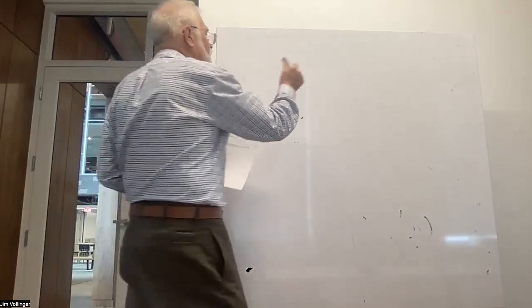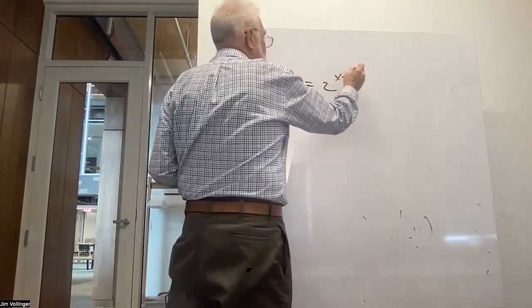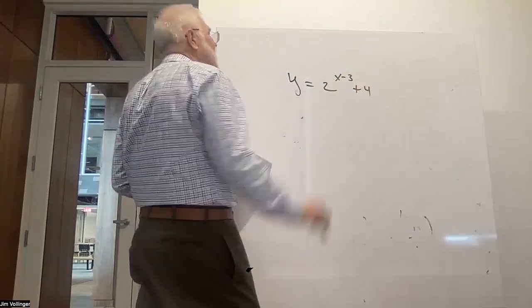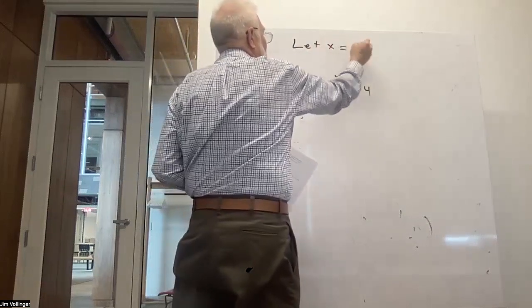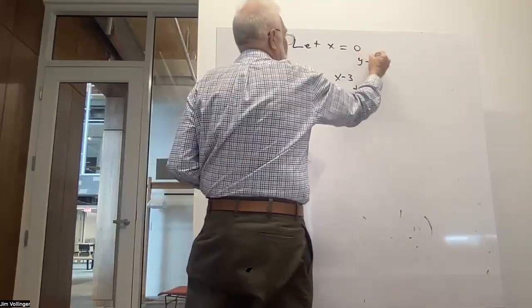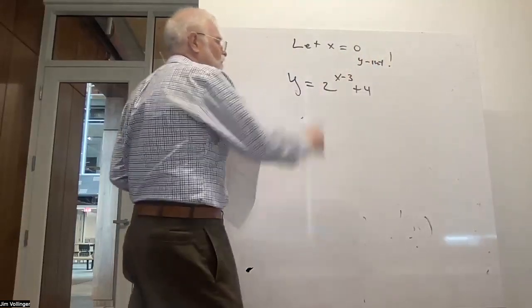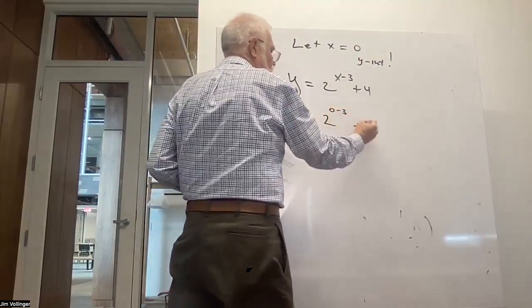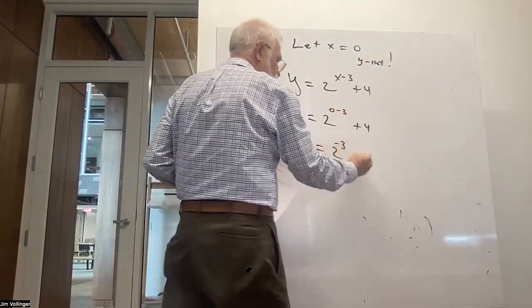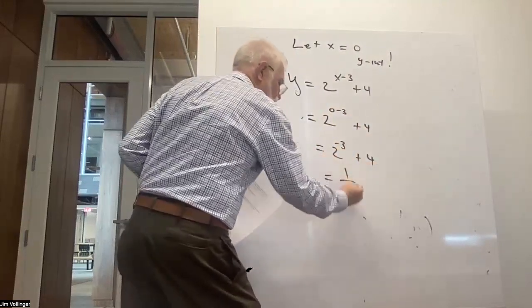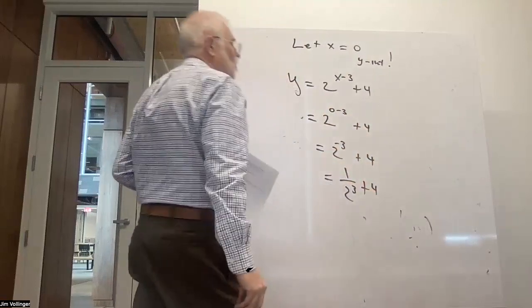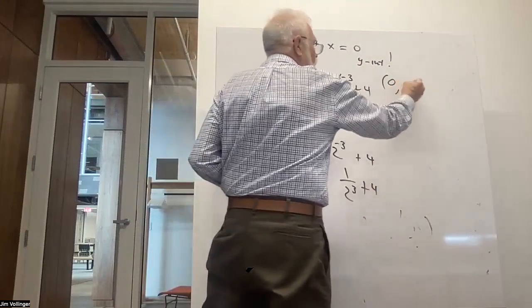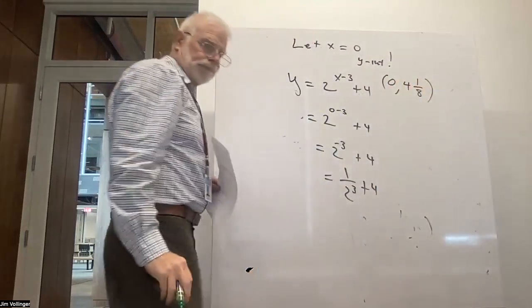What's the y-intercept for y equals 2 to the x minus 3 plus 4? Well, how do you find the y-intercept? You'll hear me say this quite often. Let x equal 0 to get a y-intercept. So we let x equal 0, and if we do, we get 2 to the 0 minus 3 plus 4, which is 2 to the negative 3 plus 4. 2 to the negative 3 is 1 over 2 cubed by definition. So what's my final answer? My y-intercept, when I put a 0 in, is 4 1/8. That's the y-intercept.